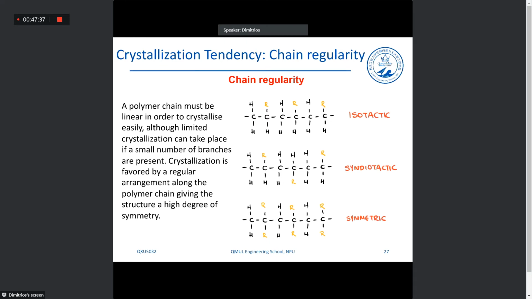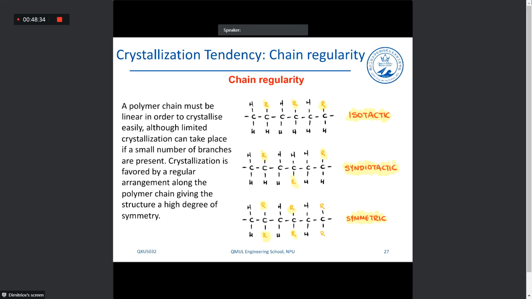Generally, when we have crystallization, we will have these different types of regularities. We have isotactic materials, where we have the functional groups on one side of the chain. Syndiotactic regularity, where we have functional groups on alternating sides of the chain. There is also another type of regularity which is not very common, the symmetric type, where the functional groups are in both regions of the main chain, above and below the main chain. And also, obviously, we have the random or atactic.